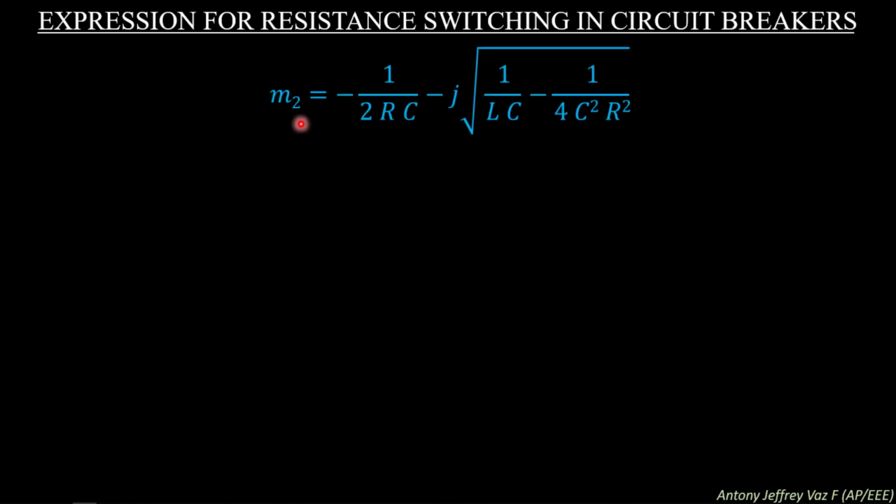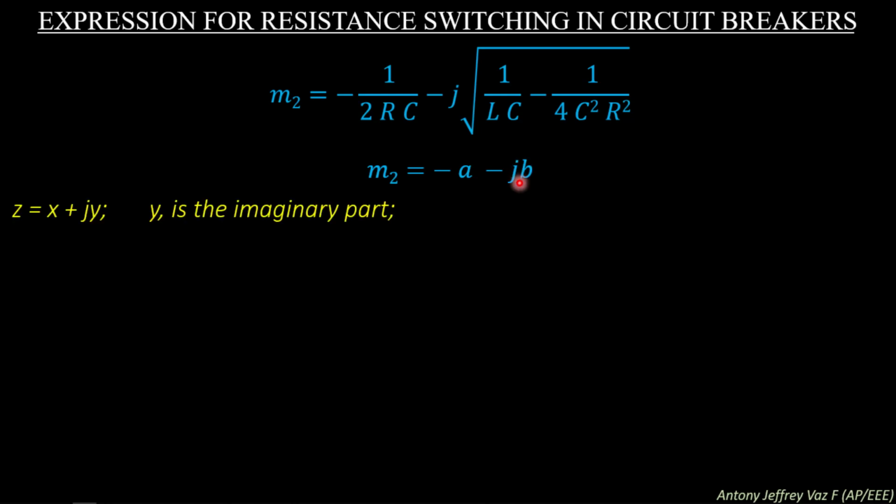Then we get the other root m2 is equal to minus 1 by 2RC minus j square root of 1 by LC minus 1 by 4C square R square. So this is the second root of the auxiliary equation. This root is of the form m2 is equal to minus a minus j b. Here jb is the complex part. So we have the form z is equal to x plus jy, where y is the imaginary part.